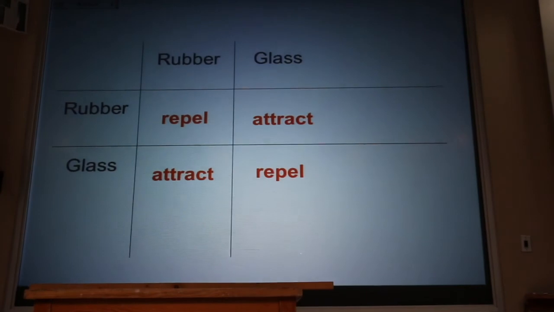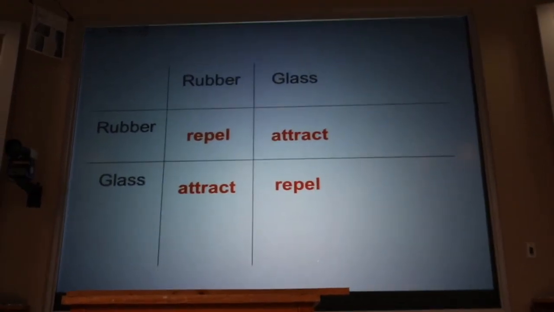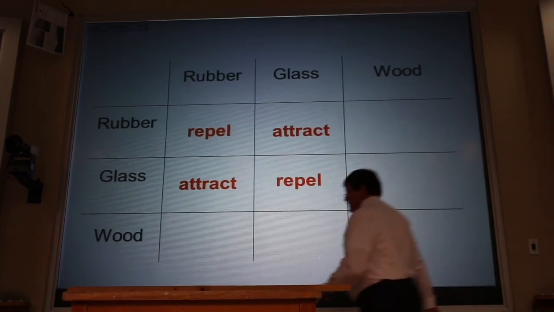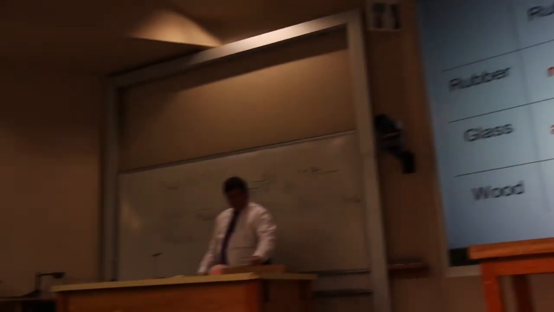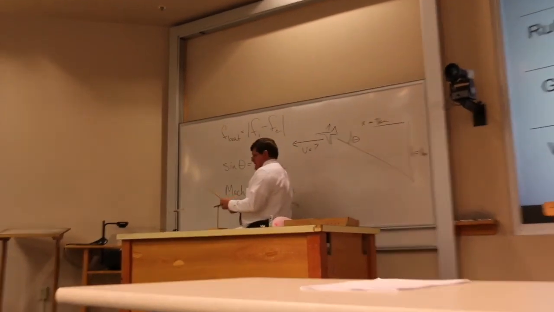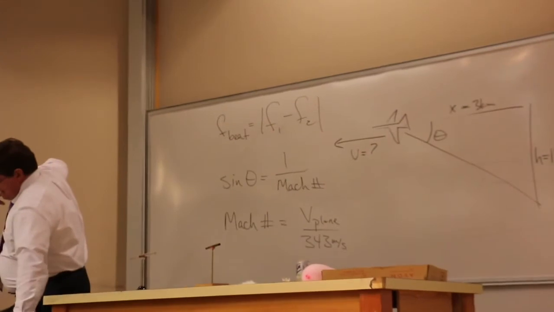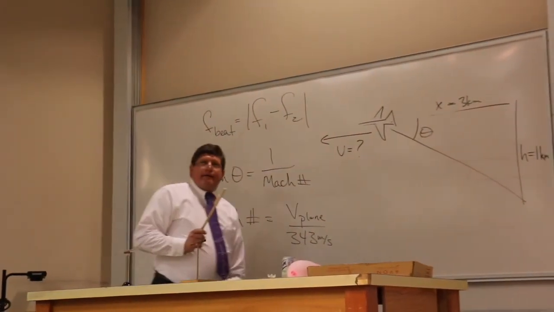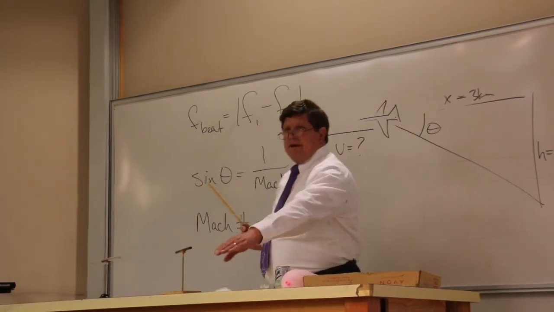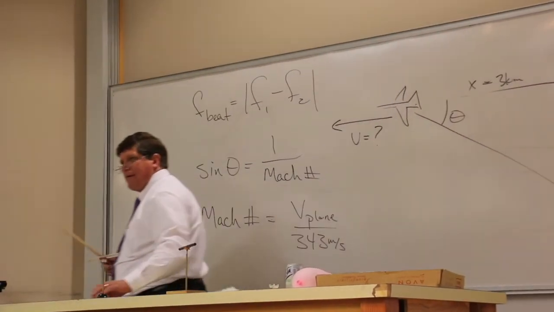I'm gonna make it a little different. We're going to define a third category, the wood category. Now, if I take a piece of wood, and you charge wood not by rubbing it, but by doing that, what am I going to get between the charged wooden rod and the charged rubber rod? Tell your neighbor.